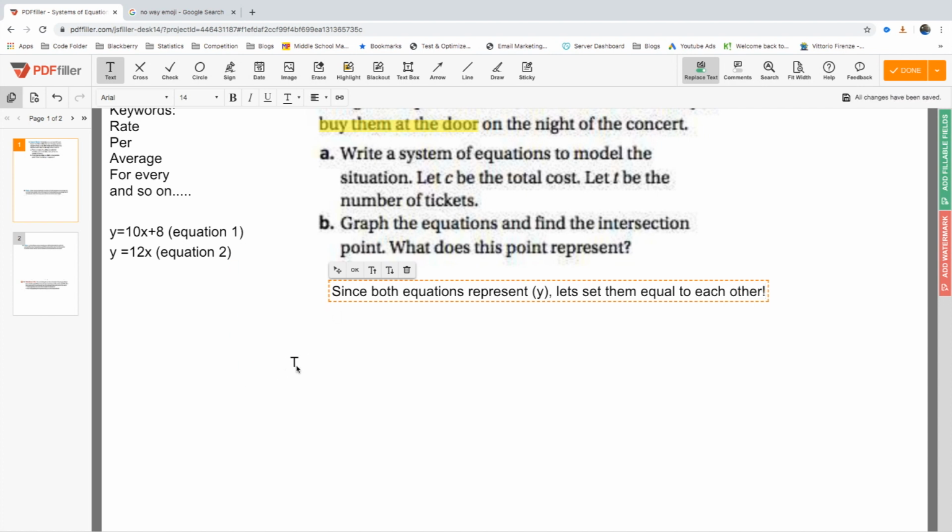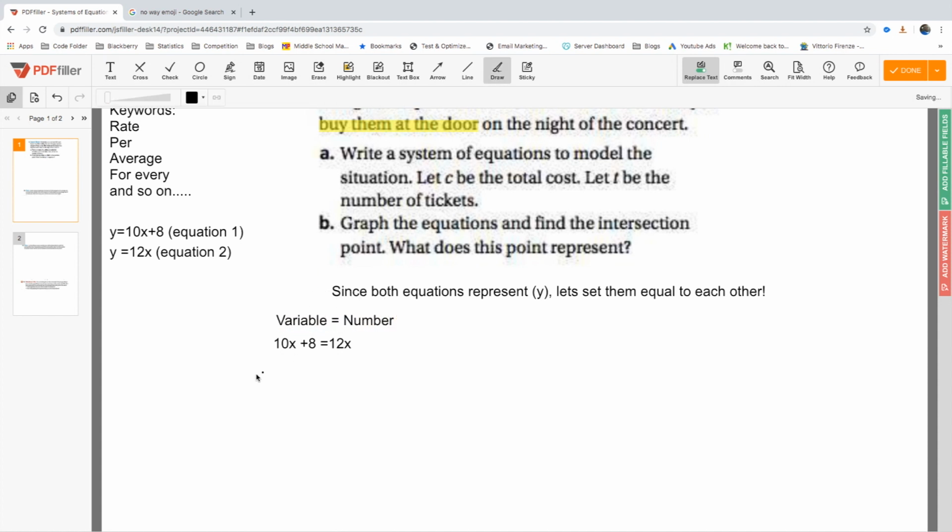So we're going to go ahead and set them equal to each other because they're representing the same variable. So when we do that, we're going to have 10x plus 8 equals 12x. Now I have this thing where I like to have all of my variables on one side and my numbers on the other side. So since I read from left to right, I'm going to come across this 10x first, and I'm going to tie it to this 12x, and notice that the 12x is much larger than the 10x.